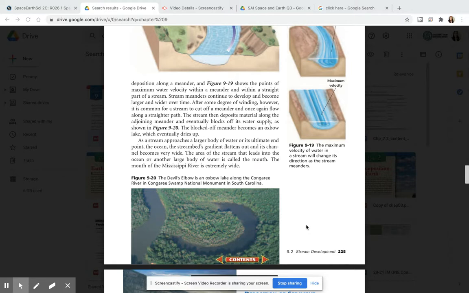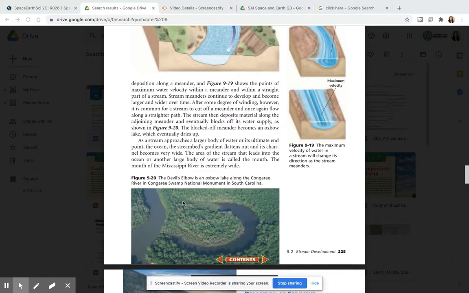Stream meanders continue to develop and become larger and wider over time. After some degree of winding, however, it is common for a stream to cut off a meander and once again flow along a straighter path. The stream then deposits material along the adjoining meander and eventually blocks off its water supply, as shown in figure 9.20. The blocked off meander becomes an oxbow lake, which eventually dries up.